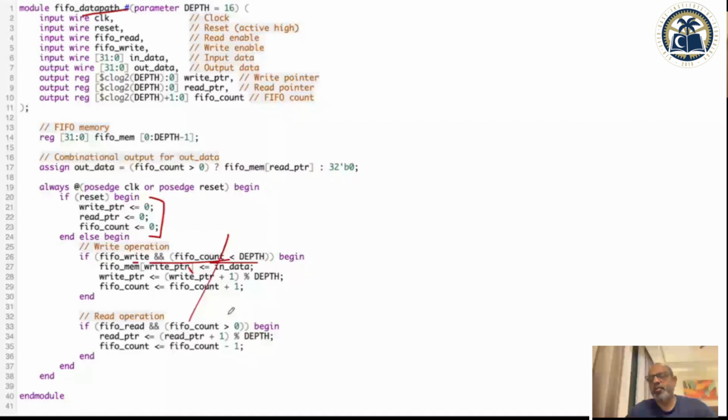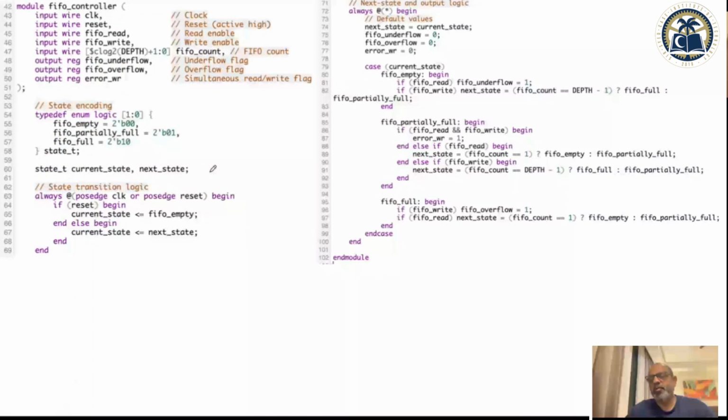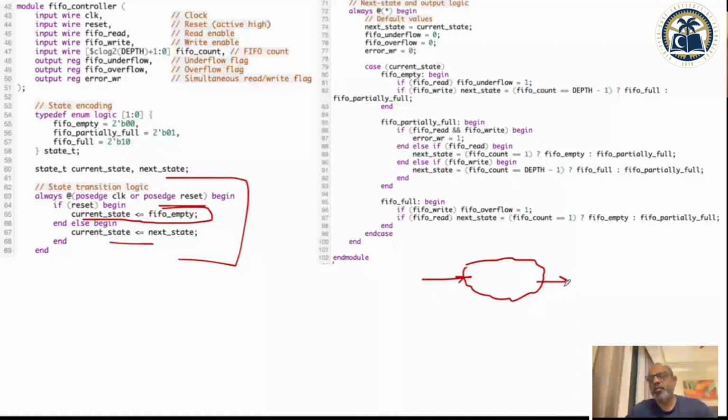And the controller was okay, because this is the path where, if it is reset, you reset the current state to the FIFO empty state whenever reset is asserted, otherwise the next state becomes the current state. It is always going to be like this. This is the cloud; the intelligence is in the cloud. So there is some input, there is next state, and next state goes to the state register. Based on the current state and the input, you generate the output, which is going to the data path.